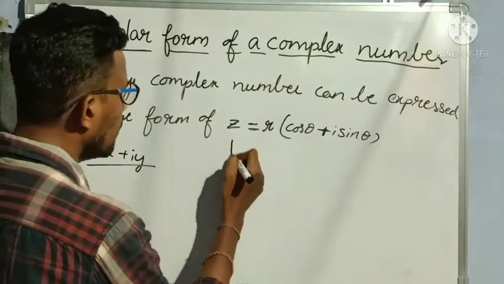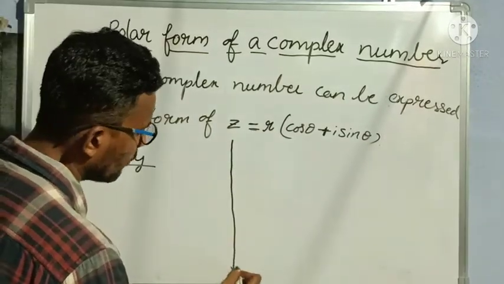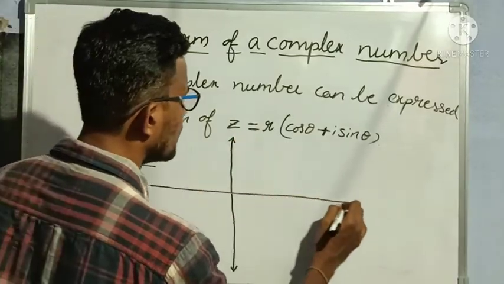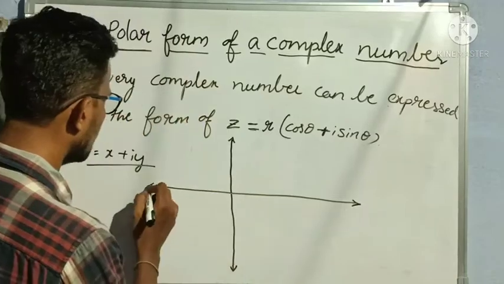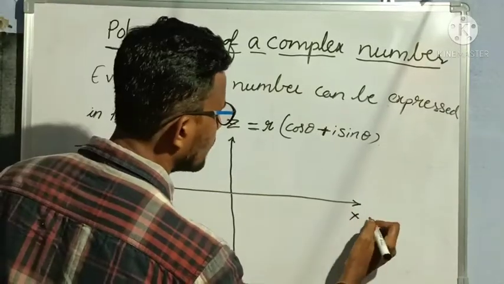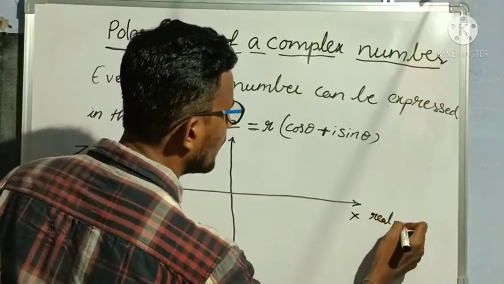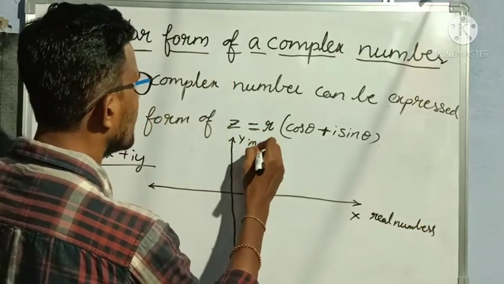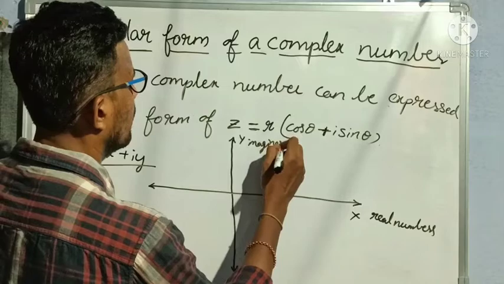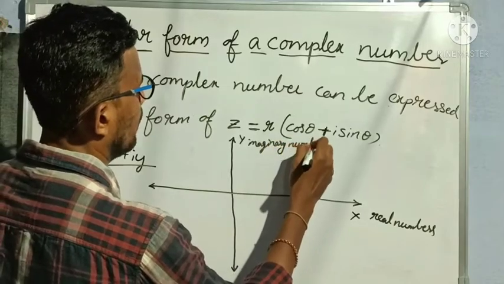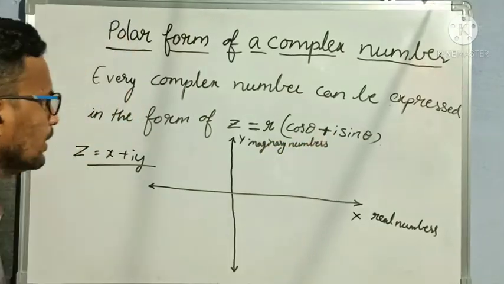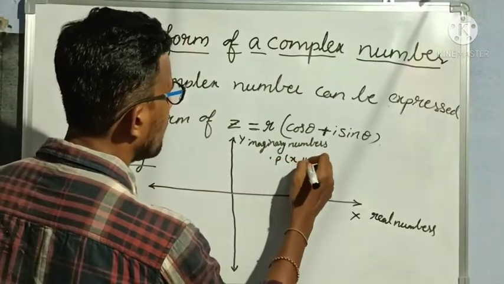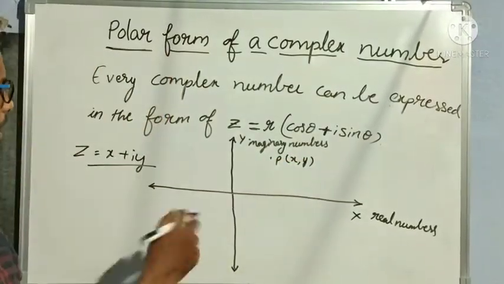Anyhow we know the Argand plane of complex numbers, right? So this is the Argand plane of complex numbers. This is the x-axis. On the x-axis we take all real numbers, and on the y-axis we take imaginary numbers. Suppose this is my point P, which is x comma y, that is x plus iy.